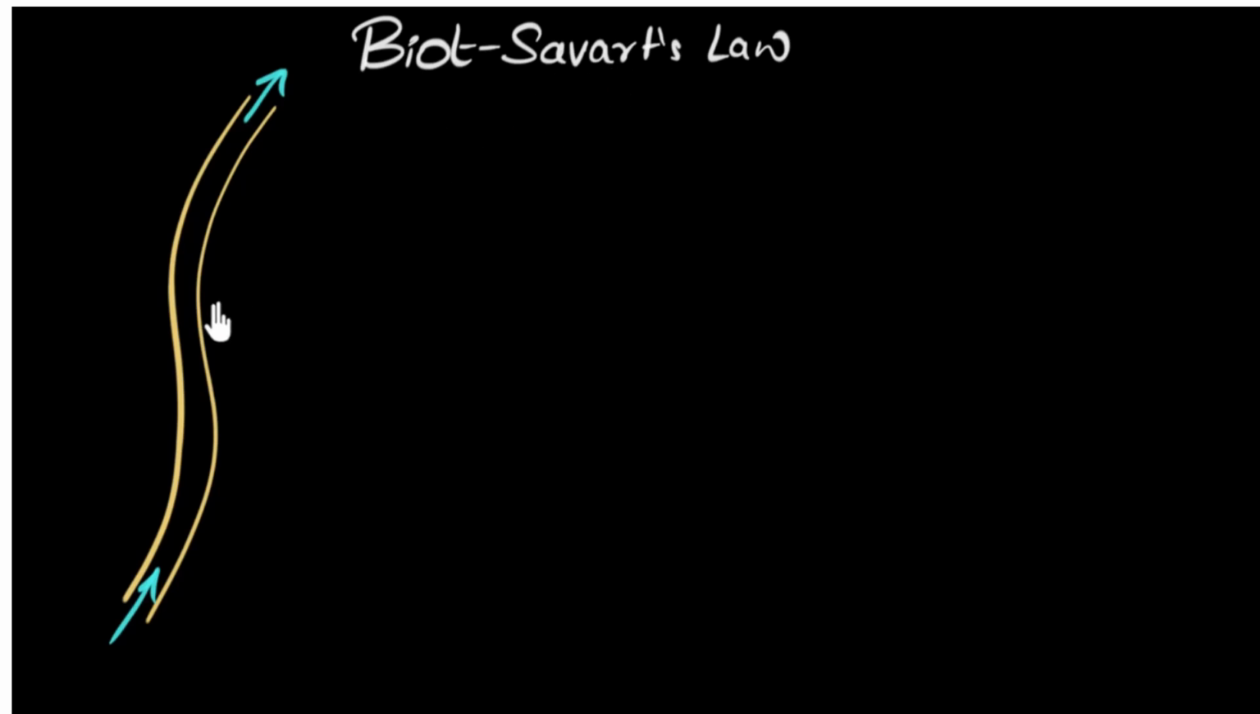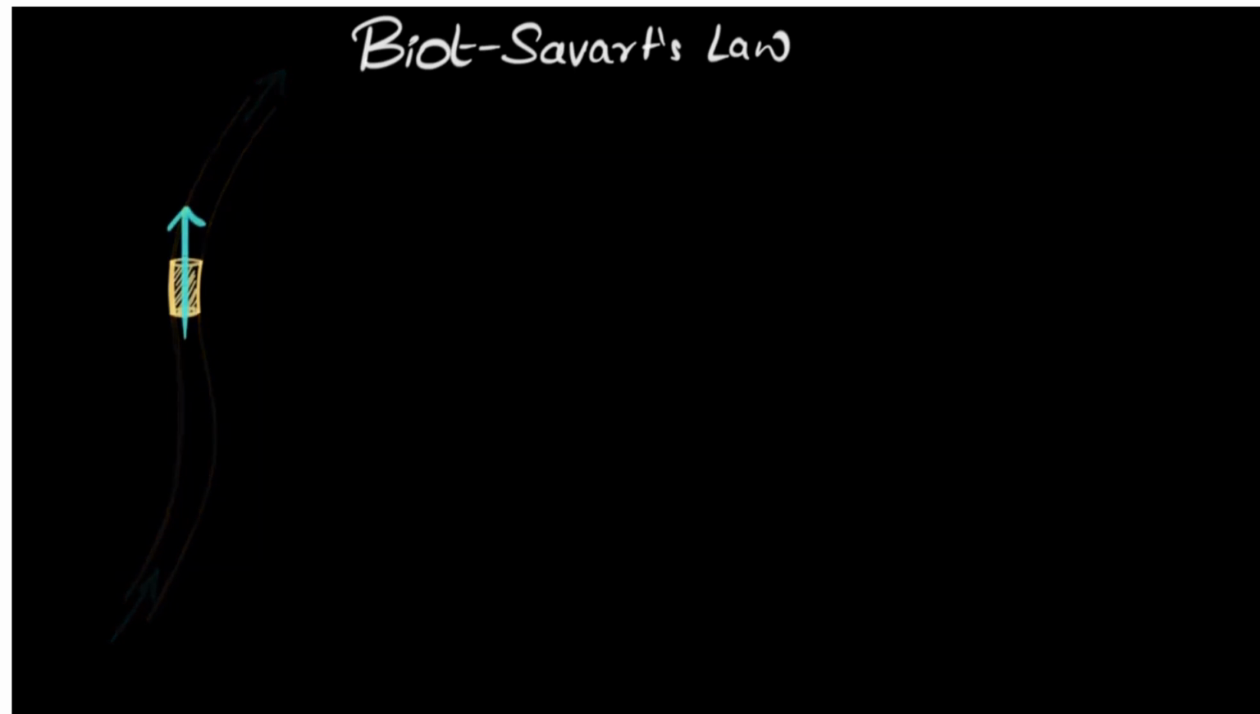To use this law, we can consider a current I flowing through a curved wire of length L. Now, let us imagine a tiny element of this wire having length dl carrying a current I. The current through this element is always directed along the tangent to the wire. That means the direction of dl is the same as that of the current I.